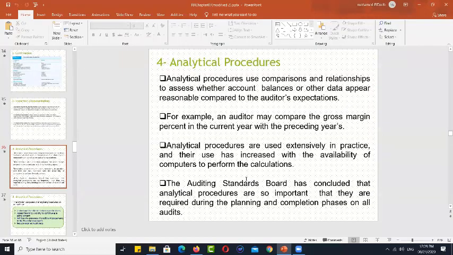The analytical procedure is one of the most used types of evidence and substantive tests. For example, analytical procedure is checking for ratios, comparisons, and unusual items. Again, ratios, comparisons, and unusual items. Ratios like the liquidity ratio, the debt ratio, the profitability ratio, the current ratio, all kinds of ratios that you studied before in Acct422.